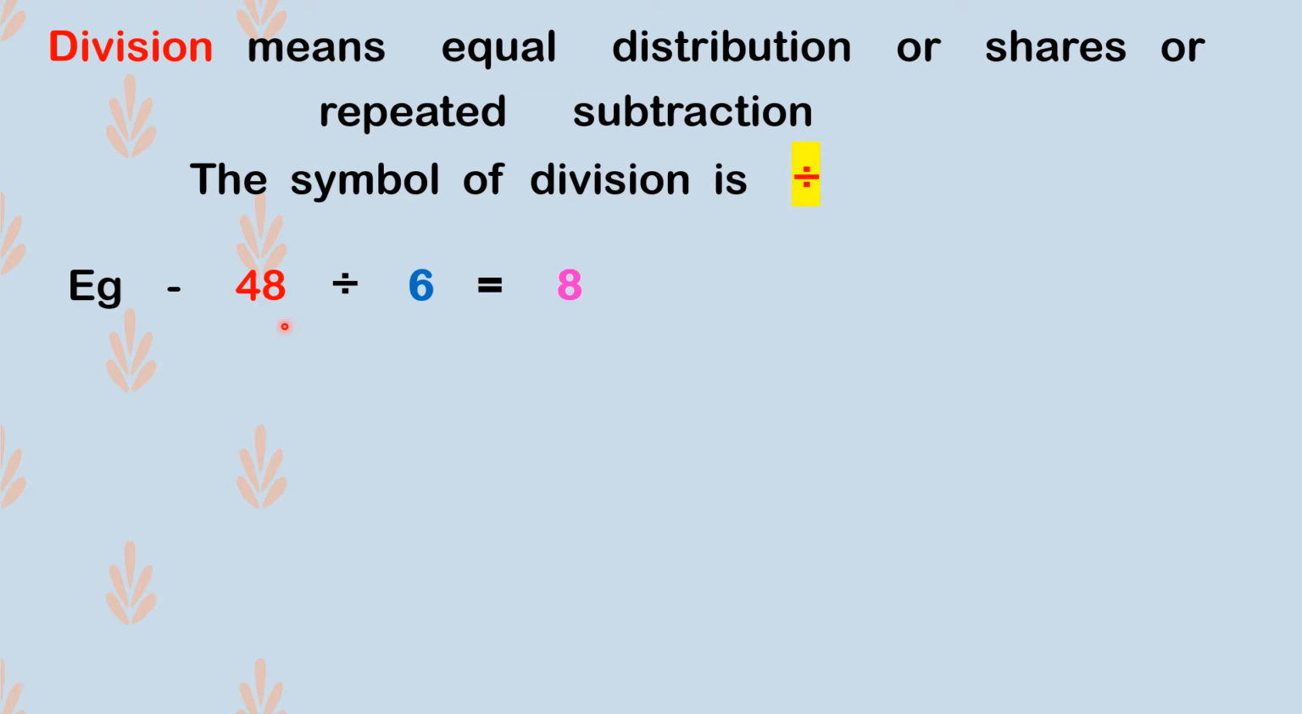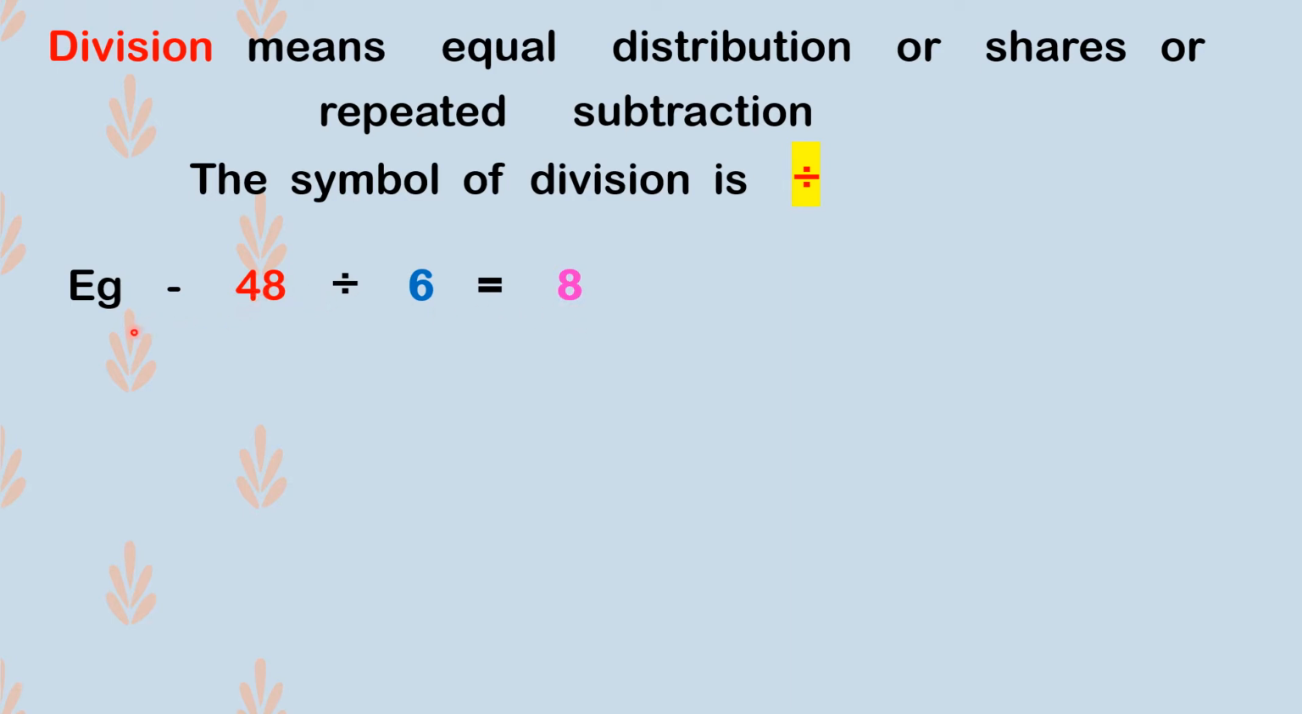If you have 48 boxes, say sweet boxes, and there are 6 of us. Now your father tells you, 6 of us, 48, you'll divide it equally. So how do I do it? Instead of doing 1, 1, 1, 1, the easier way is you say the tables of 6. 6 ones are 6, 6 twos are 12, 6 threes are 18, 6 fours are 24, 6 fives are 30, 6 sixes are 36, 6 sevens are 42, and 6 eights are 48. That means each child gets 8 boxes of sweets. I repeat, each child gets 8 boxes of sweets.